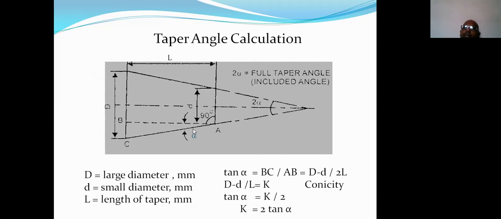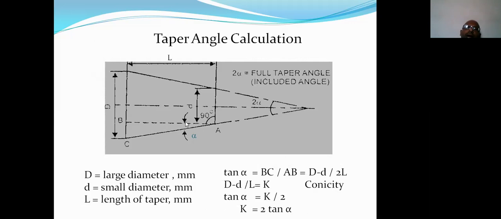By using the trigonometric functions, let us consider half of the difference between the larger diameter and smaller diameter is the BC. So what is BC? The BC is half of the difference of larger diameter to smaller diameter. Next, what is this particular AB? This particular AB is the length of the taper portion. Now if this particular angle is alpha, because total taper angle is 2 alpha, that's why the angle of taper at half portion or at one side is alpha.